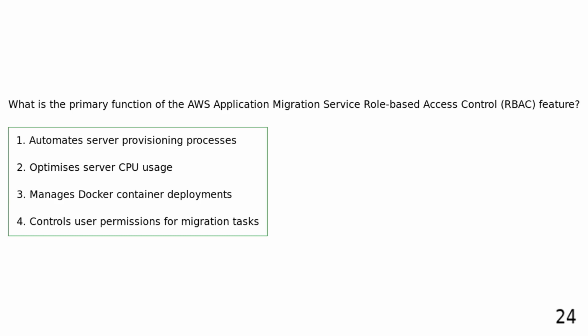What is the primary function of the AWS Application Migration Service Role-Based Access Control feature? Automates server provisioning processes. Optimizes server CPU usage. Manages Docker container deployments. Controls user permissions for migration tasks.